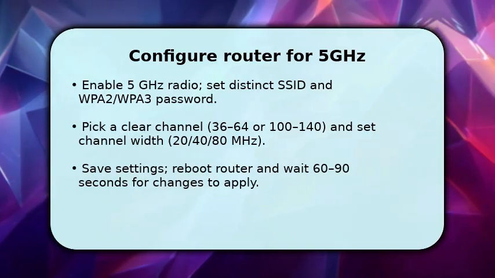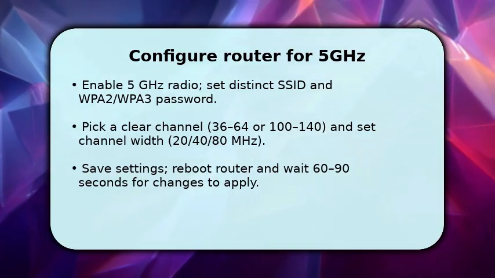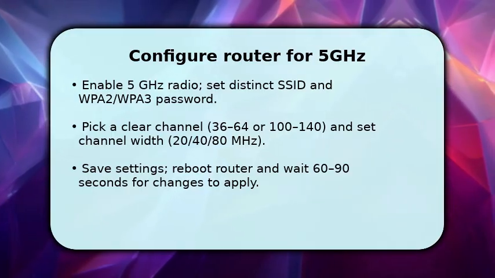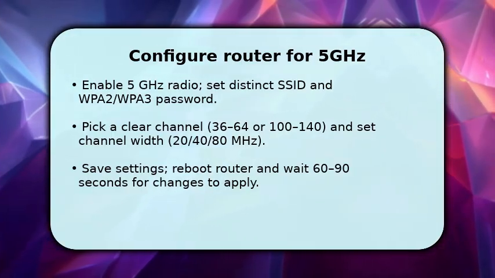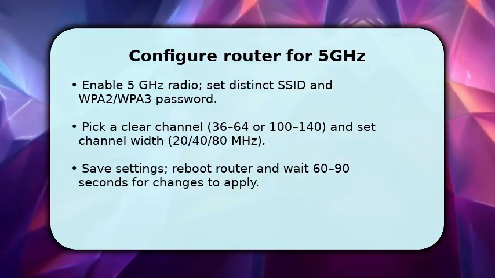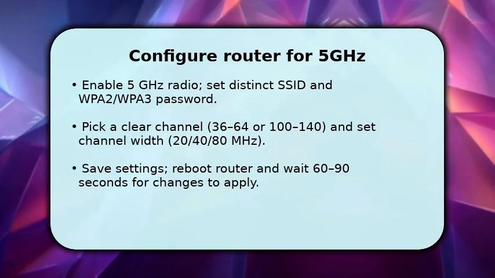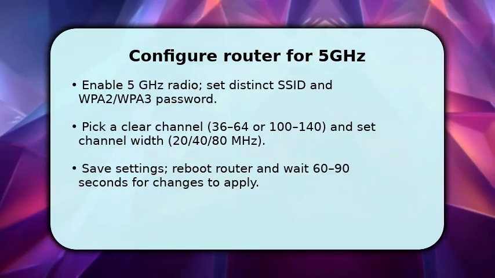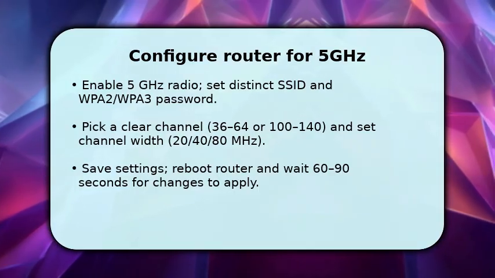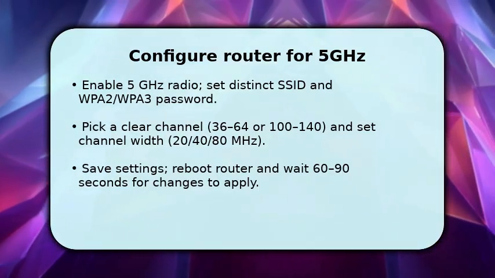Choose a channel from recommended ranges to avoid interference and set channel width, 80 MHz for speed, 40 or 20 for stability. After saving, reboot the router. Wait a minute or two for the network to reappear. Then return to your iPhone to scan and join the newly created 5 GHz SSID.